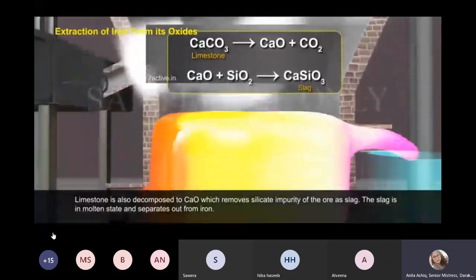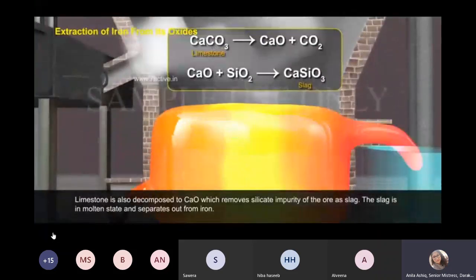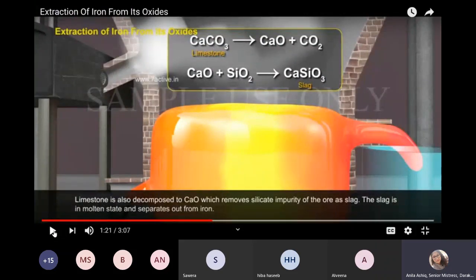Limestone is also decomposed to CaO, which removes silicate. Okay, there are three steps so far. Number one was combustion, which happened with carbon, coal and oxygen. Number two was the reactions of oxides with carbon monoxide. And number three is the addition of the limestone.